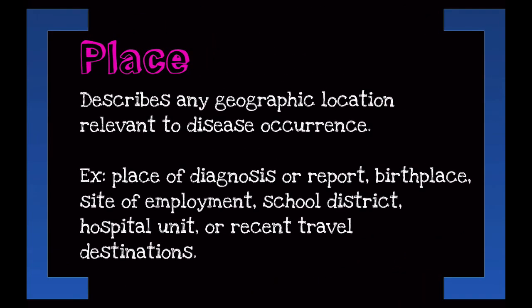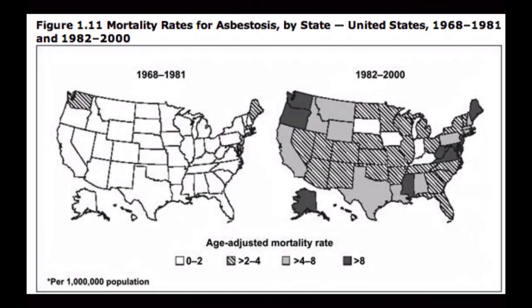Finally, place describes any geographic location relevant to disease occurrence. Again, this is specific to the health-related event in question. This could be the place of diagnosis, a birthplace, site of employment, school district, hospital unit, or recent travel destinations. Here, we can see that many times place is represented by a map.